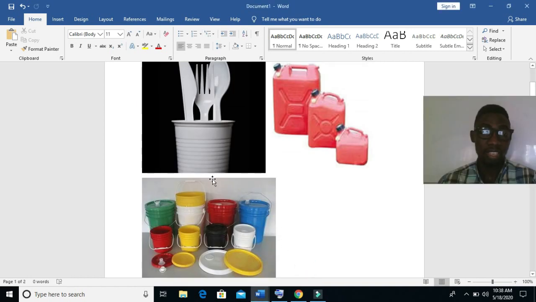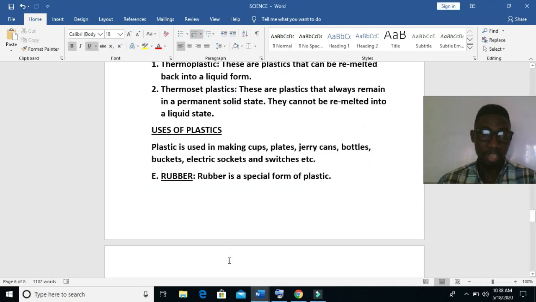As you can see here, you can see a cup, spoon, and fork. They are plastic, right? They are plastic spoons, plastic cutlery. They are made of plastic. The other one here, you can see jerry cans, plastic jerry cans. They are made of plastic, like I've mentioned earlier. You can also see buckets of different sizes. These are plastic buckets. So these are things that plastic can be used in making.